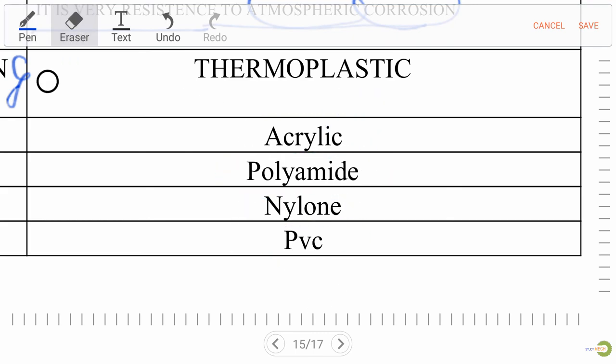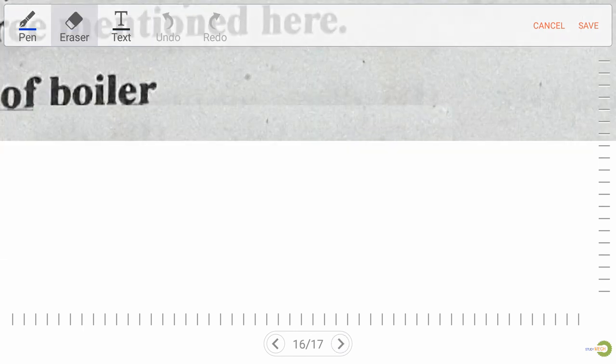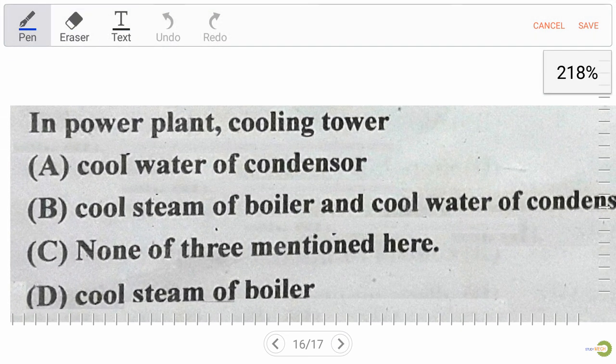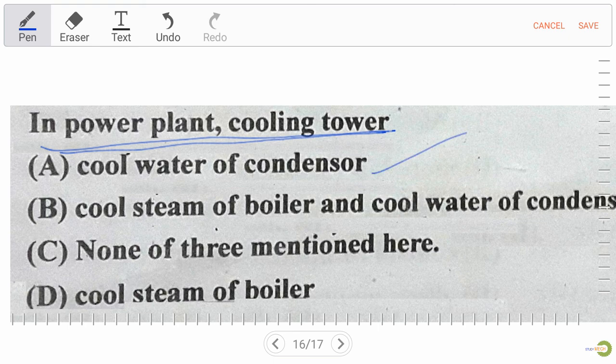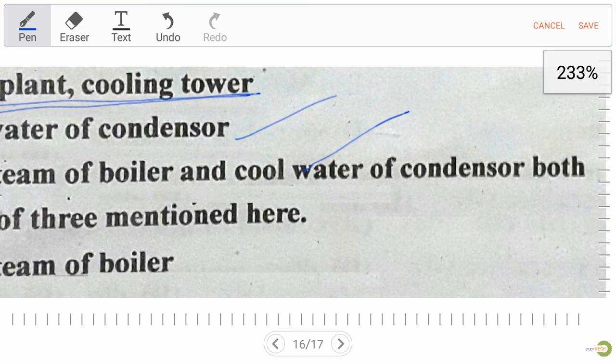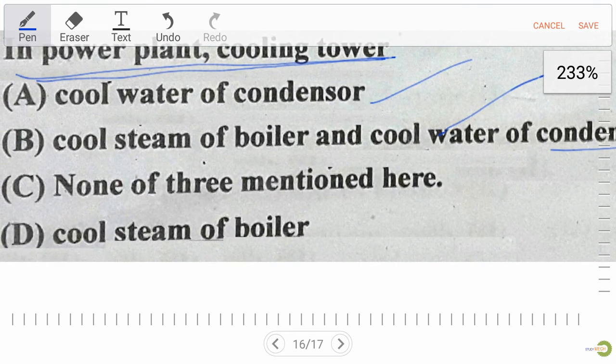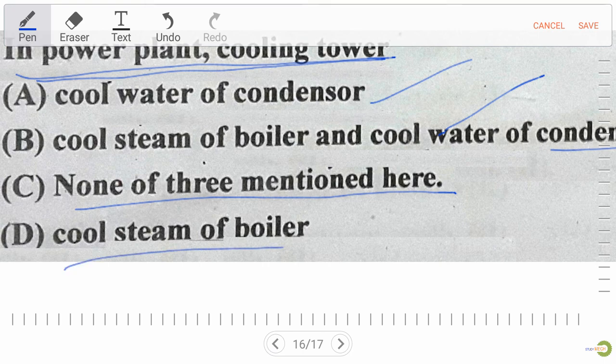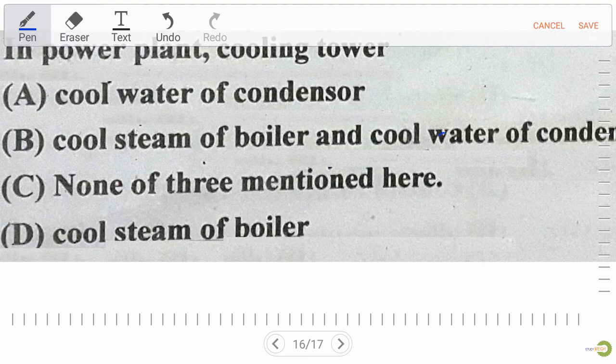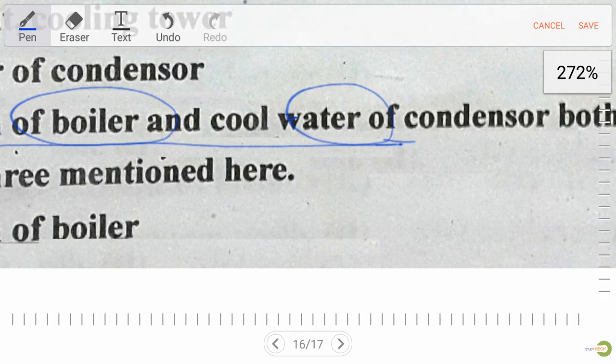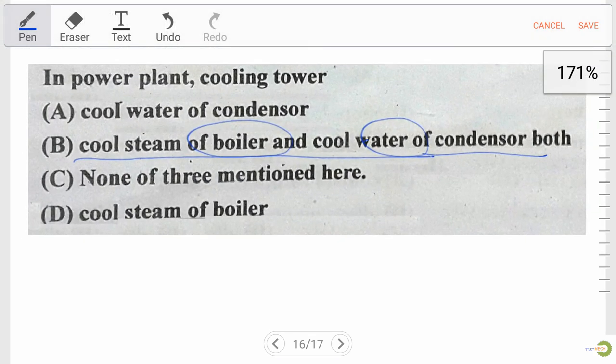Okay, now let's move to the next question. In a power plant cooling tower, option A cools water of condenser, option B cools steam of boiler and cools water of condenser both, option C none of the three mentioned here, and option D cools steam of boiler. Well, in a power plant, the function of the cooling tower is to cool steam of boiler and water of condenser both. So B is our right answer over here.